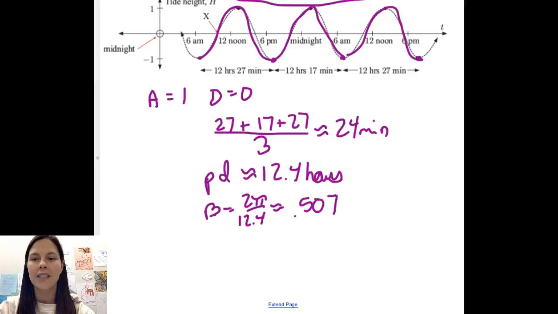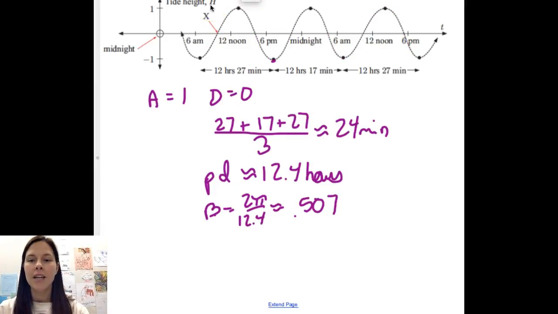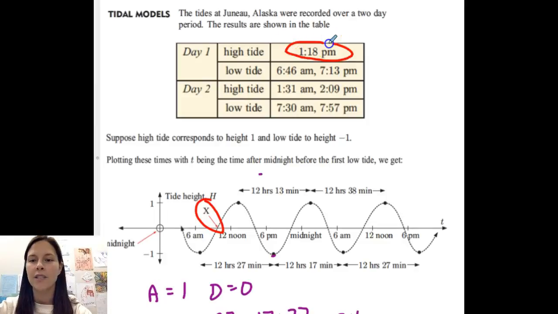Last, we need to find that C value, that horizontal shift, and we need to decide, are we writing a sine or a cosine function? We'll do cosine this time, as it will be a little bit easier to find than where the graph crosses the x-axis. To do that, you would take the high tide plus the low tide and divide by 2. You'd find the average, and you can see right here they're pointing that out with x. You'd take the average between the two, and that would be your C. But we can just look right at that chart, find a high tide, cosine starts at its maximum, and that's our C value. Day 1, the first high tide, occurred at 1:18 p.m.